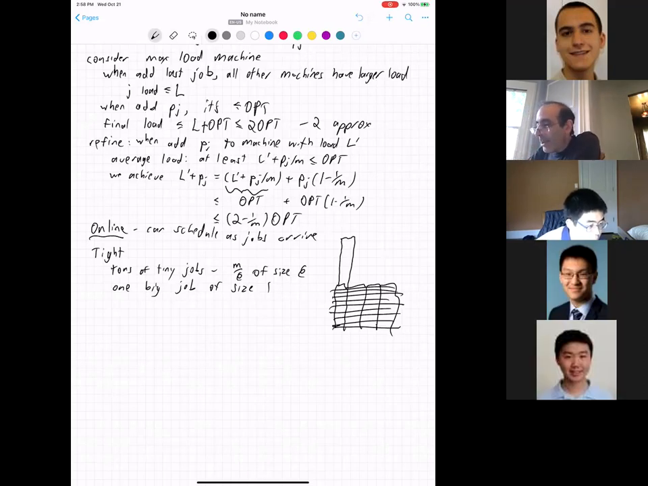Yeah, so that's actually kind of an attractive way to tackle it. So the problem was that we just ran ahead and scheduled the small jobs and we didn't leave space for a big job.